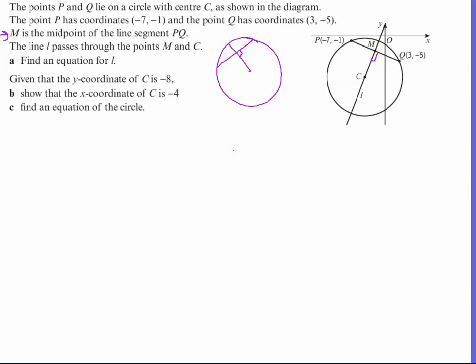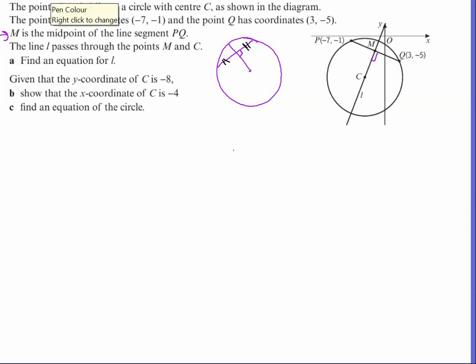So I could, on my notation, put, say, two lines so it looks a bit easier. So they are equal in length. That's why it's a midpoint. And there we have it. Okay, this is a circle then. This is going to open up this question. Without that knowledge, it's very difficult to start.